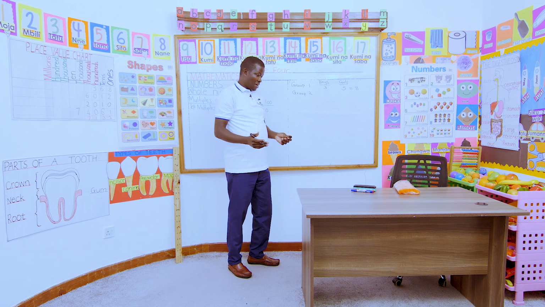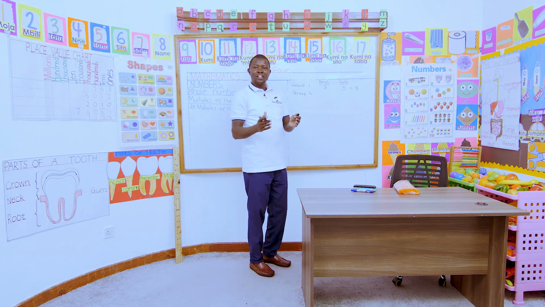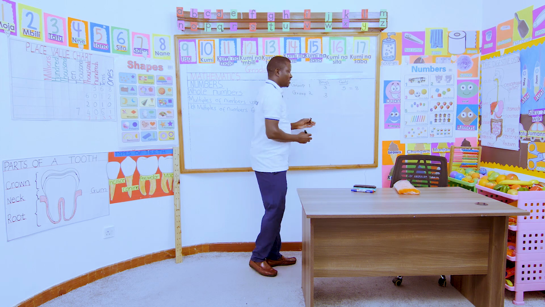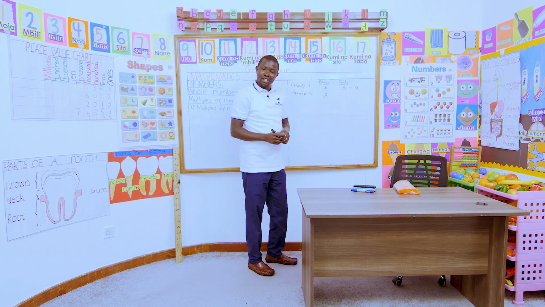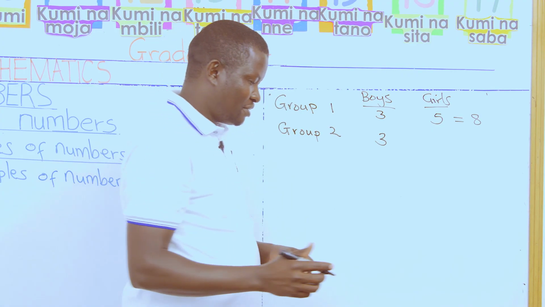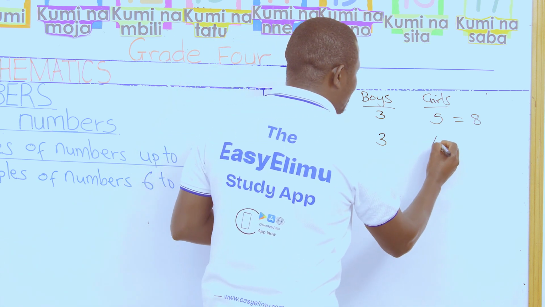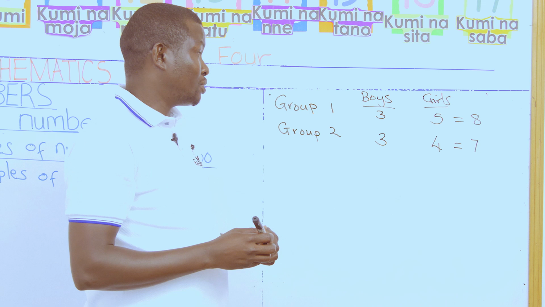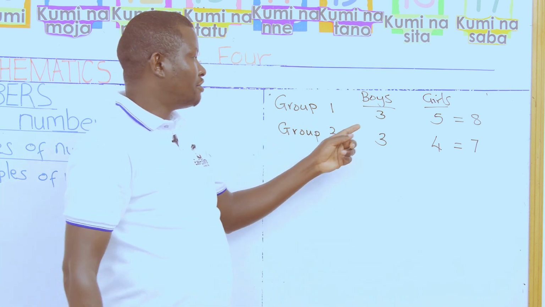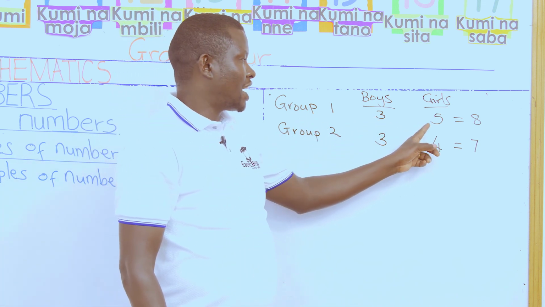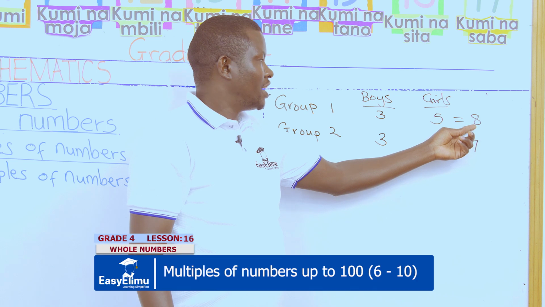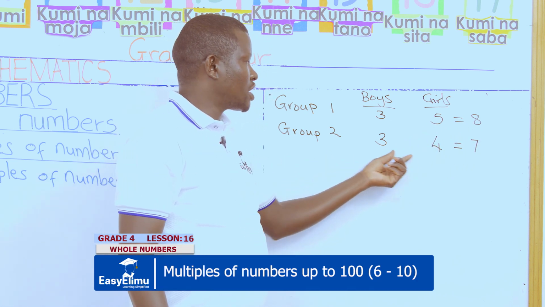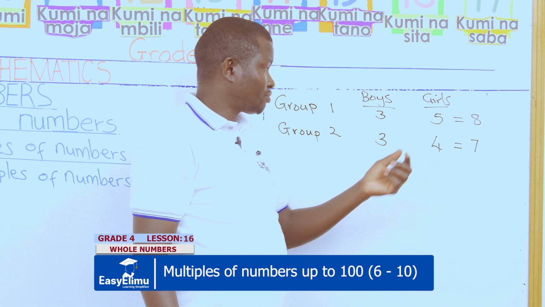And in group 2, how many are we? We have 3 boys. That is correct. From John, we have 3 boys. And how many girls do we have? We have 4 girls to make a total of 7 learners in that group. So in group 1, we have 3 boys and 5 girls to make 8. In group 2, 3 boys and 4 girls to make 7.